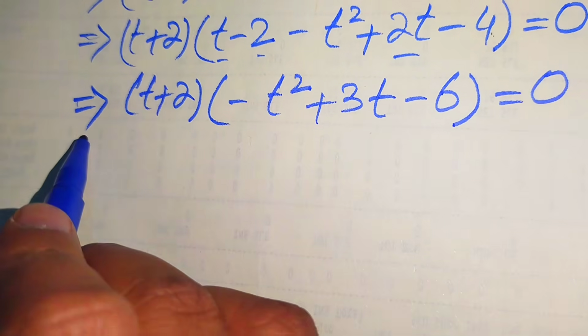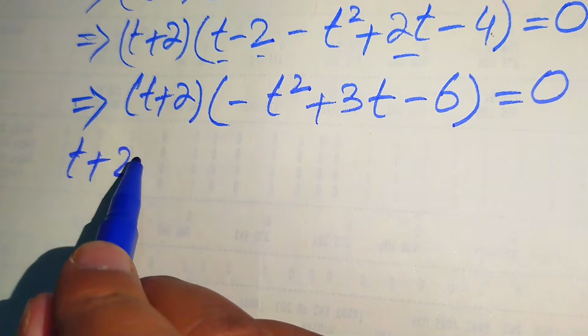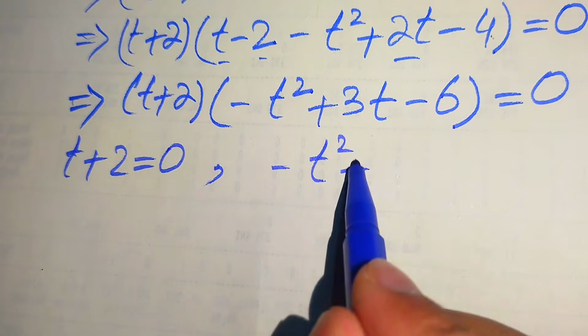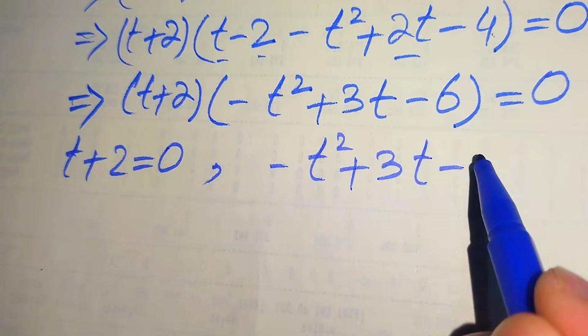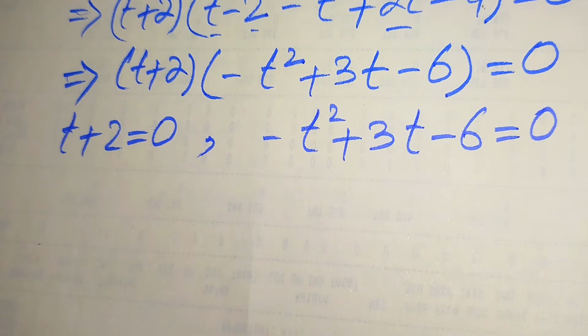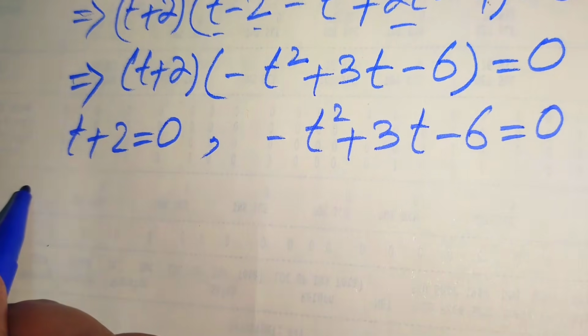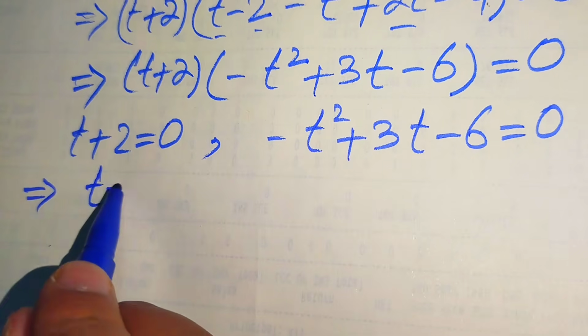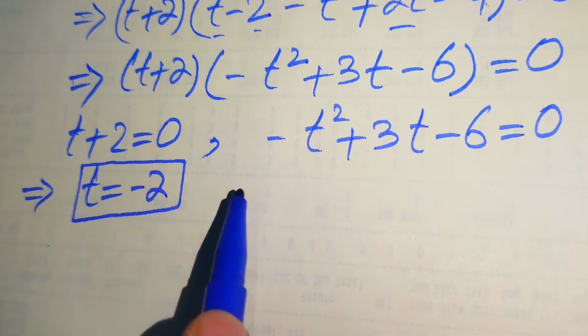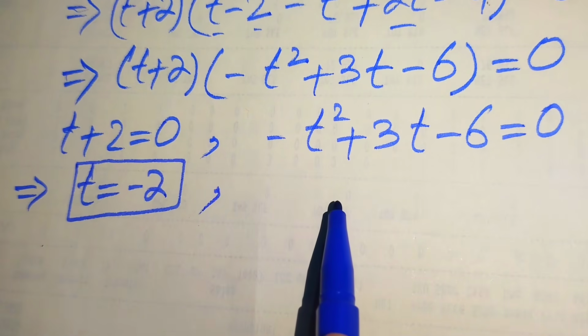And now we divide this equation into two cases. The first case is we write t plus 2 is equals to 0, and the second case is we write minus t square plus 3t minus 6, and this whole equation is equals to 0. So from here we move this plus 2 to the right hand side, and we get the value of t is equals to minus 2. So this is the only one real root of the given equation.